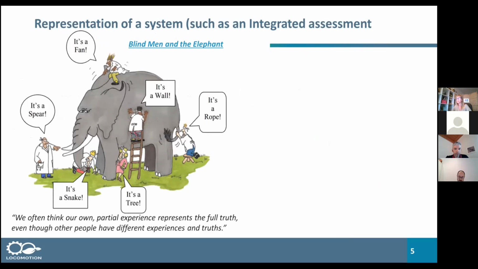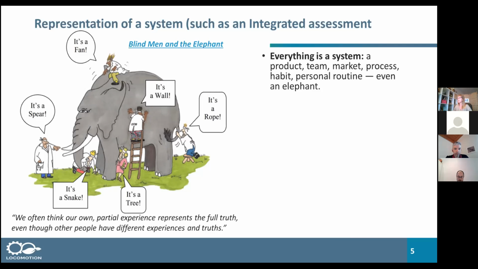So I like to show this example of the blind men and the elephant, because the elephant represents here a system, but if you look at the system from different parts, those blind men only see the leg as a tree, or as a spear, or as a rope. So we often think our own partial experience represents the full truth, even though other people have different experiences and truths. That is to say that everything is a system, even an elephant.